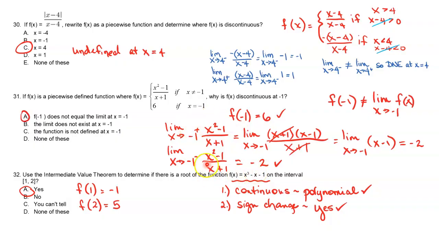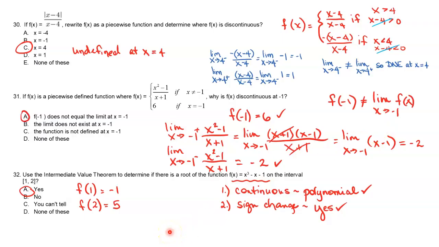So the limit from the right equaled the limit from the left, so the overall limit does exist. So the function is defined, the limit does exist, but the problem here is what I got for 1 is not the same thing as what I got for 2. Where the function is defined is 6, and the limit is negative 2. They're not equal to each other.